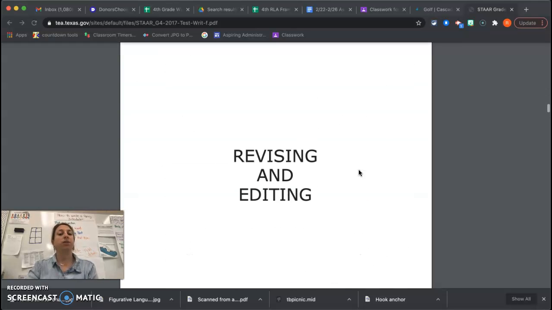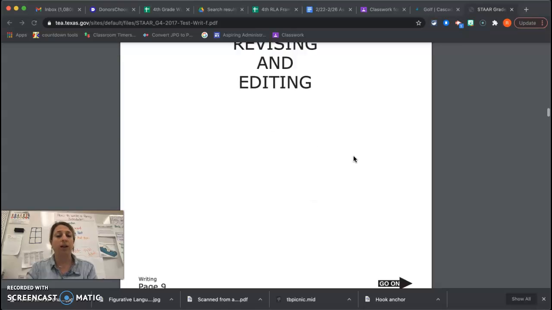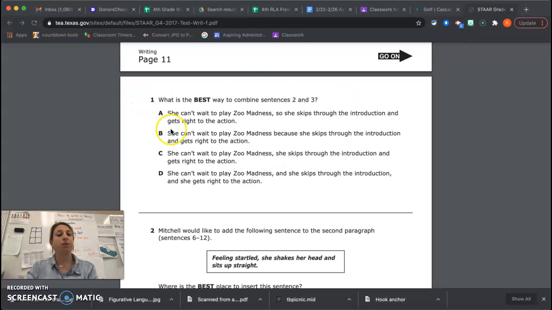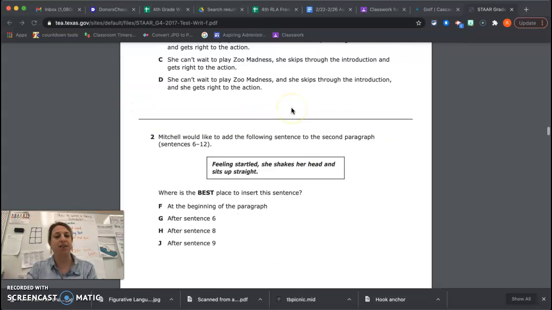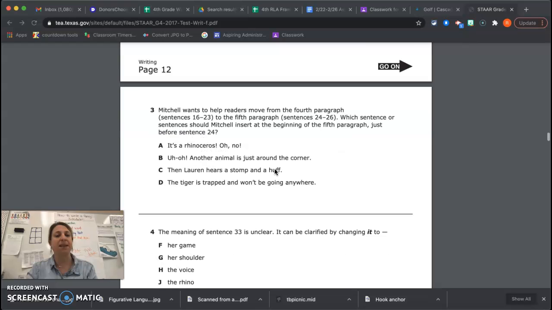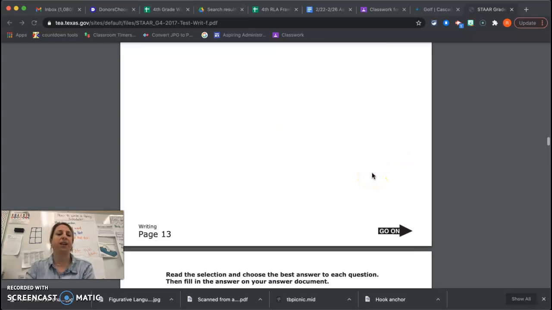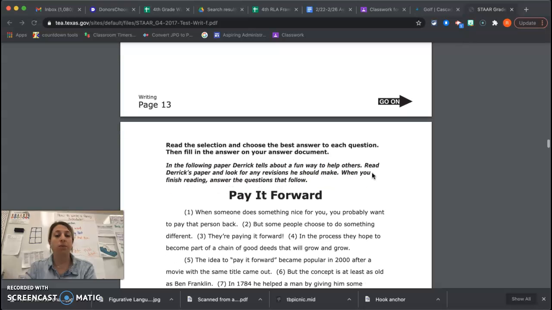Then you're going to go into what we call the revising and editing. And this is nothing new for you. We've been doing these all year long, where you're going to have the story and you're going to have to answer some questions. How do I combine the sentences? I want to insert a new sentence. Where should I put the sentence? Where does it make sense? This one wants to remove or move a sentence around or insert somewhere. Pronoun, what is it? Who are they talking about? They want to be more specific. Those are the kinds of questions that we've already been practicing a lot. So that won't be too hard for you.